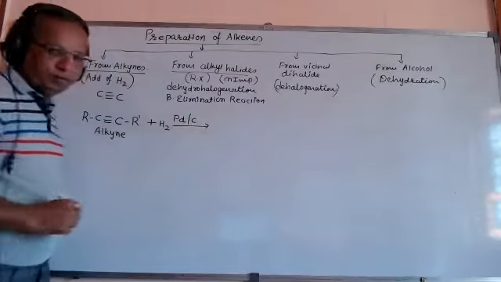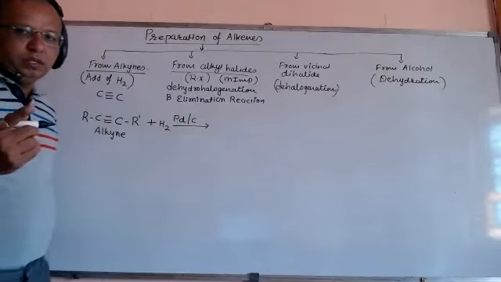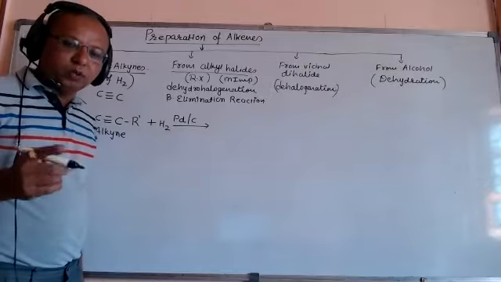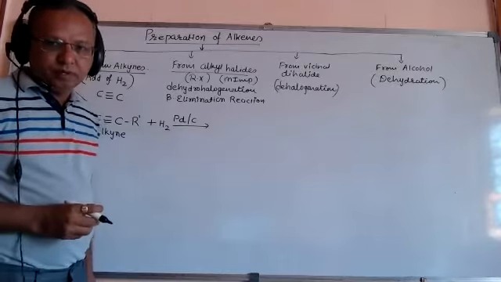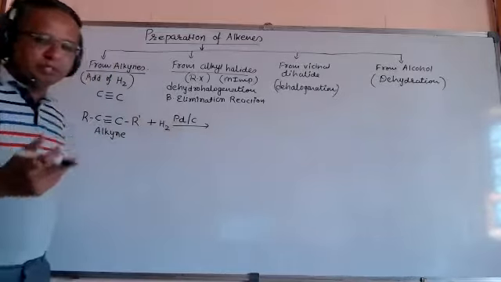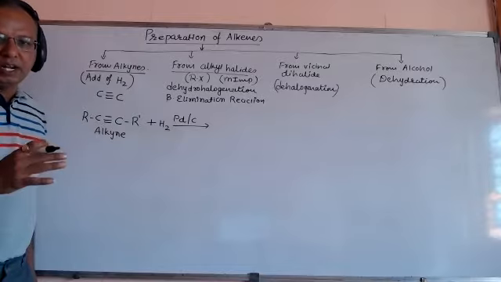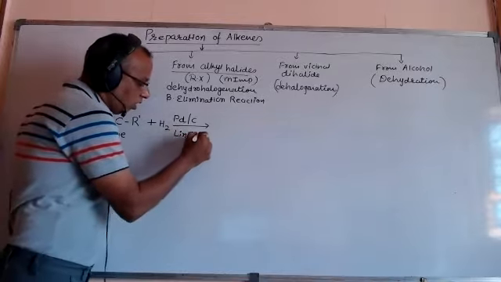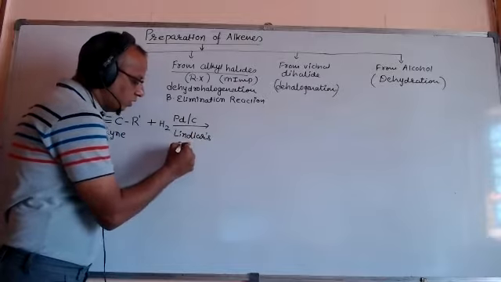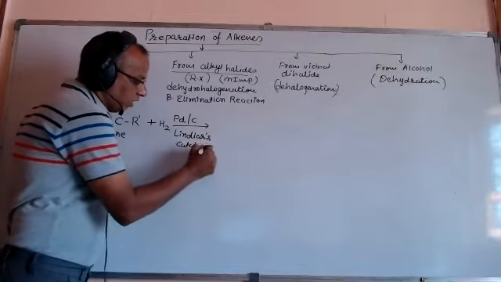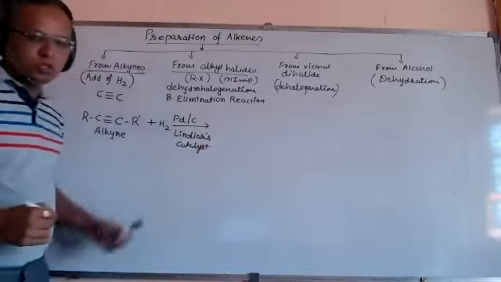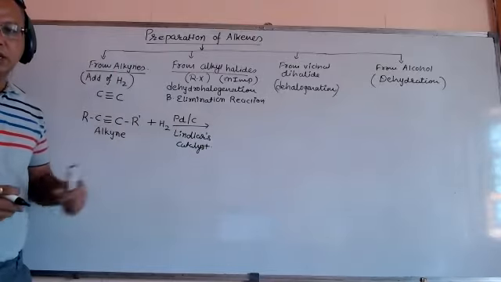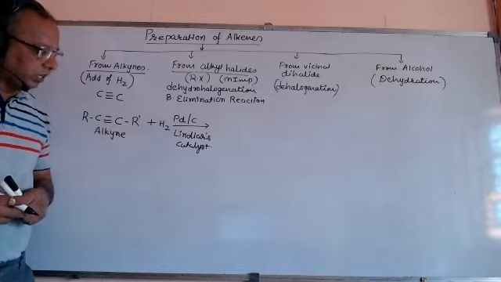palladized charcoal. C is for carbon, it is charcoal. From charcoal we can obtain carbon, and palladium is a metal. So palladized charcoal is taken, which is also known as Lindlar's catalyst. So this is the reaction to obtain alkene by using Lindlar's catalyst.